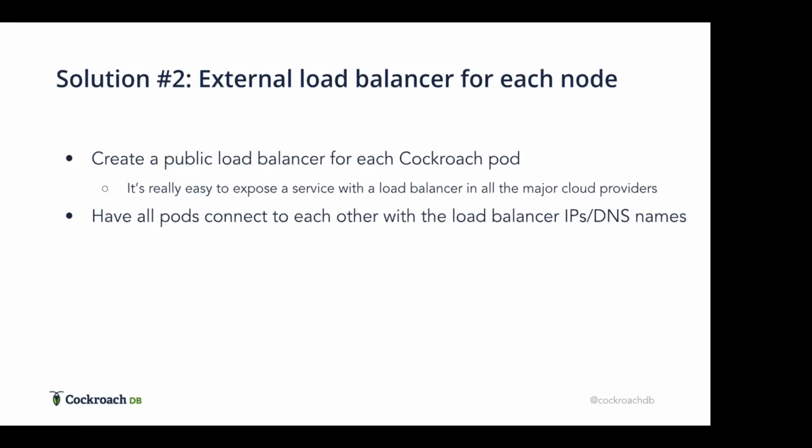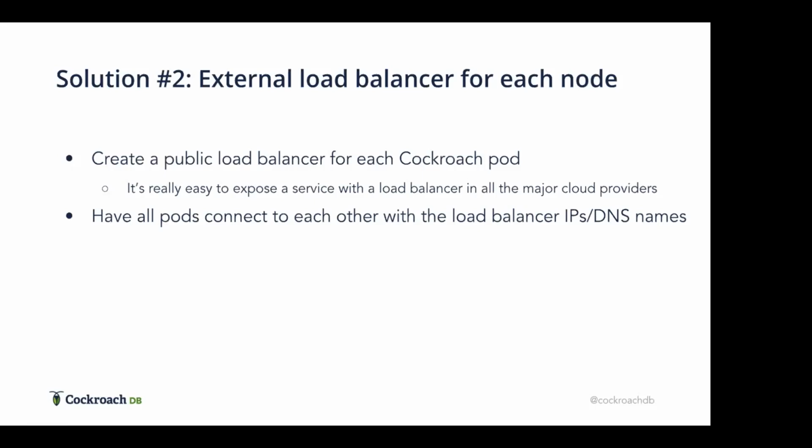And this is something that's really easy to do in all the major cloud providers because they all have plugins for Kubernetes that make it really easy to expose a service from within a cluster. And so we get a separate load balanced IP address for each of the Cockroach nodes. So say we have 3 Cockroach nodes in our cluster, we'll get a separate IP address for CockroachDB0, CockroachDB1, CockroachDB2. And then we have to take those addresses from the load balancers and have all the pods connect to each other using those addresses. And we create certificates for all the nodes using those addresses.